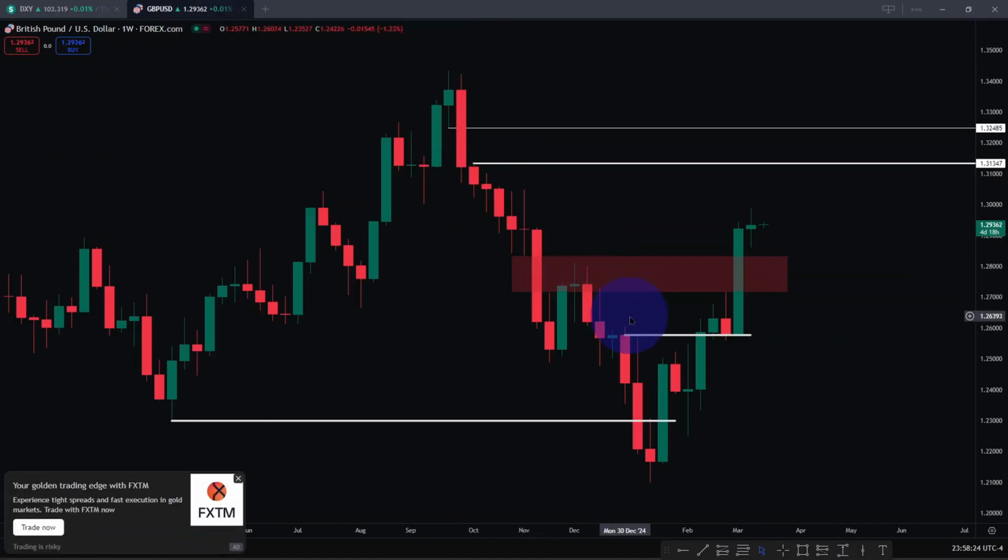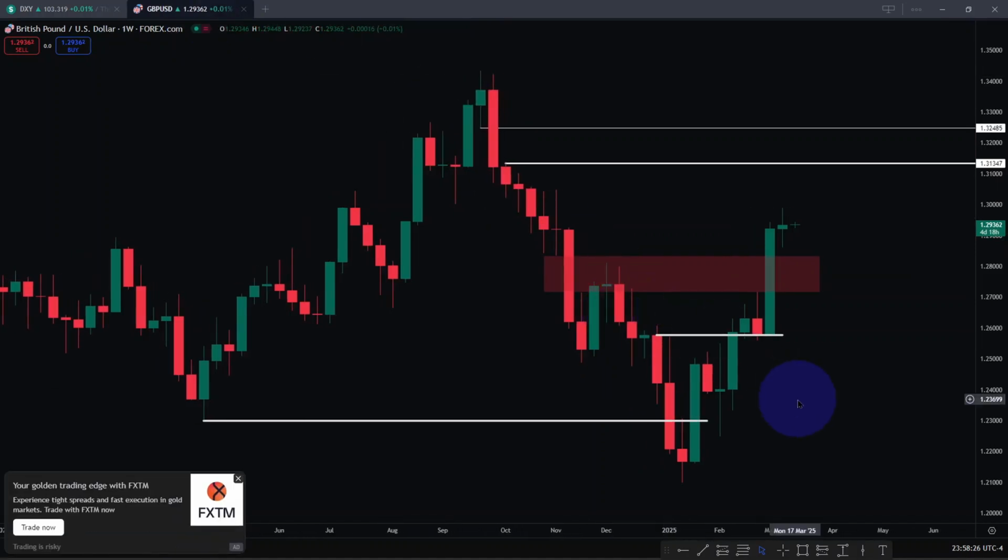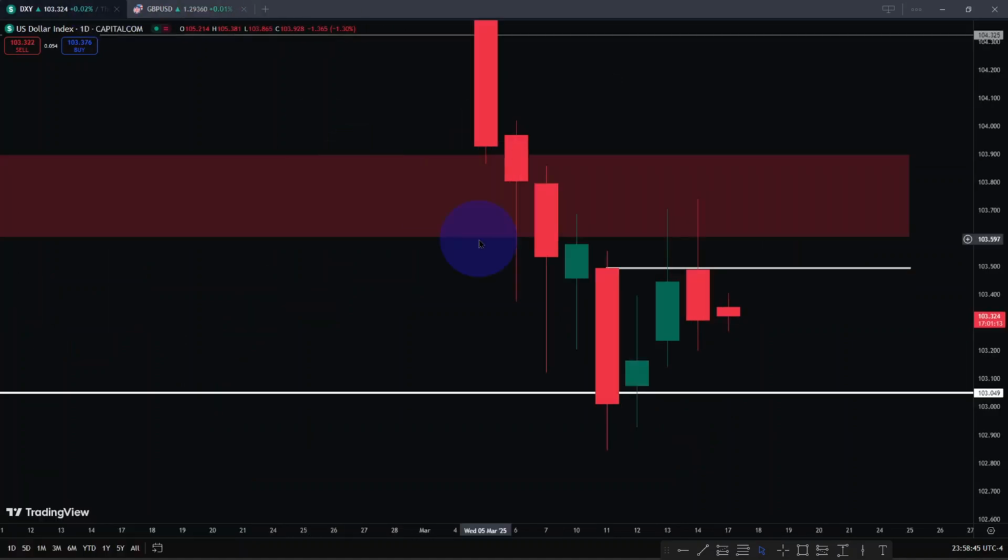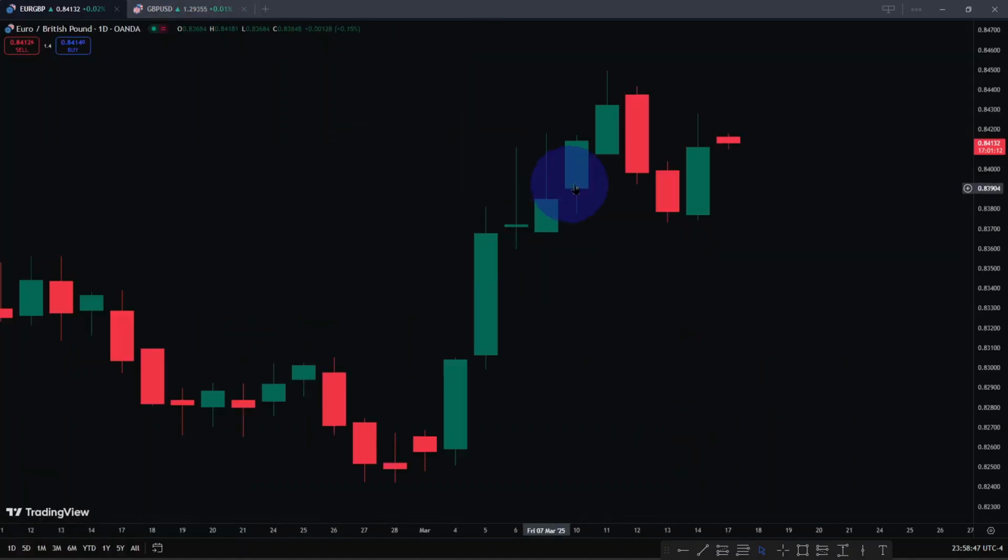Let's move to pound. For pound, I always talked about this level, for weeks and weeks, and we can see it's very similar to DXY. And why am I talking about pound? Well, Euro Pound currently looks bullish. If you check the Euro Pound, you can see the Euro Pound seems to be bullish.